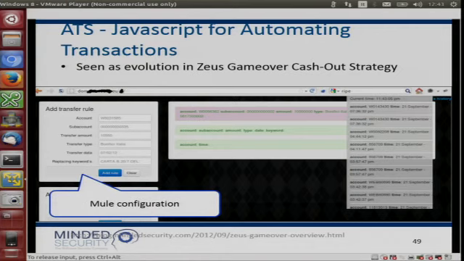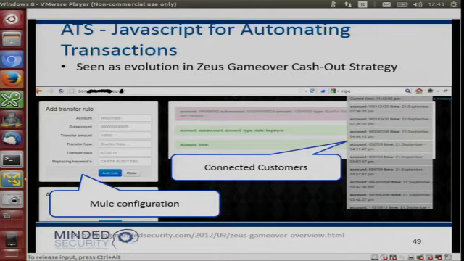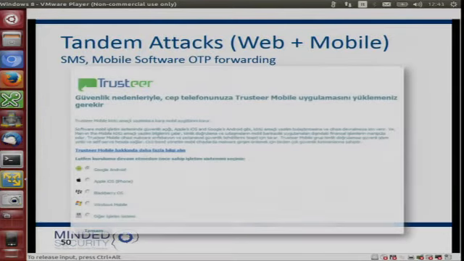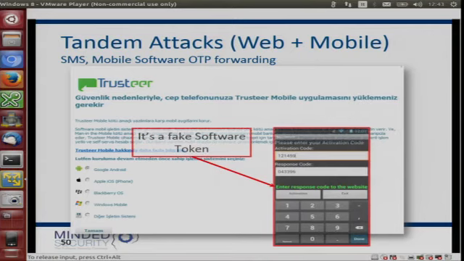So this is the mule configuration, because the attacker is not sending the money directly to himself. He's sending the money to mules, because they have to clean the money before giving it back to the attacker. These are the connected customers, and these are the automatic transactions. Of course, they are also doing tandem attacks.